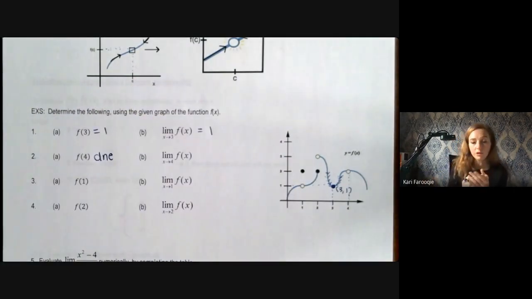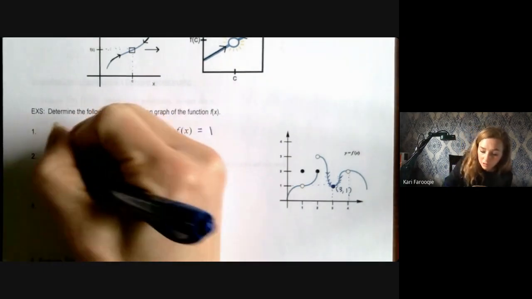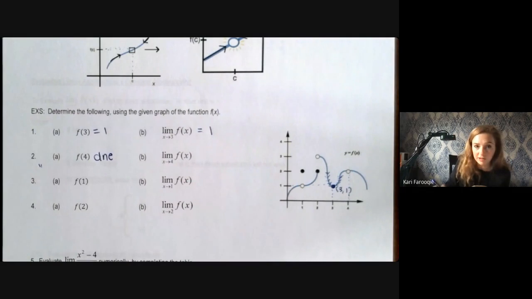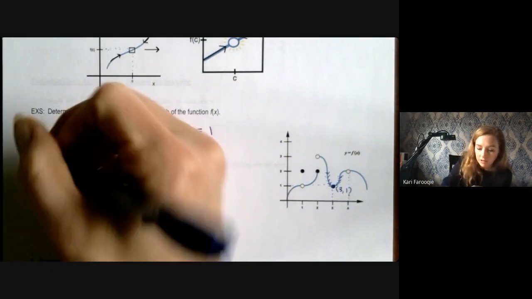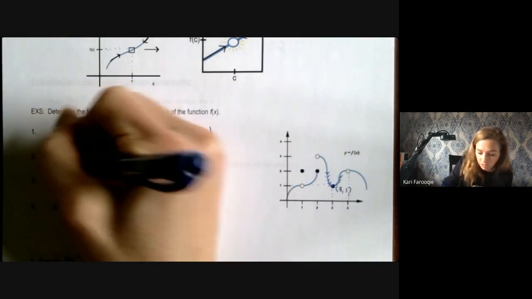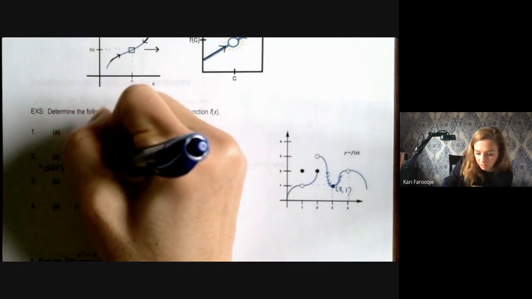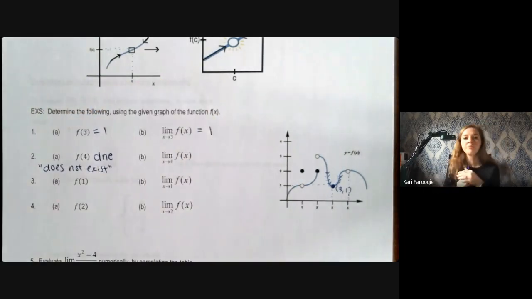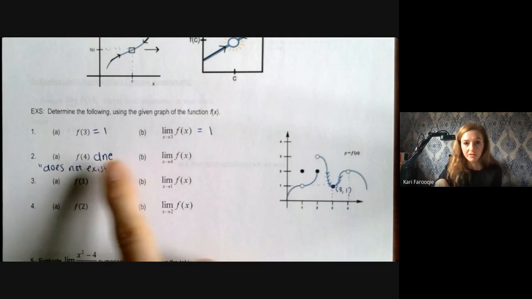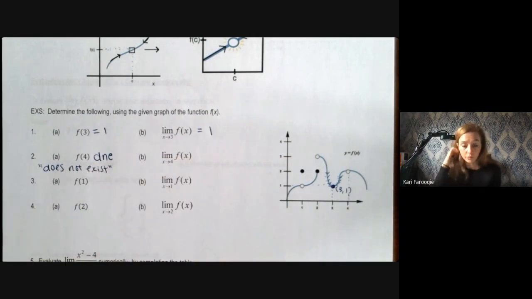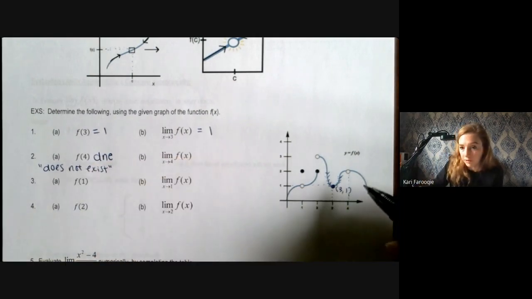Now, a lot of times we're going to be using this notation when we say does not exist. Of course, you can just write does not exist, or you can say it's undefined, but DNE usually is just shorthand for does not exist. Okay. So the function value at 4 doesn't exist. Let's look at what happens with the limit at 4. Does that exist? Just because the function value does not exist doesn't mean we can make a conclusion about the limit. Let's approach 4 from the left and from the right.